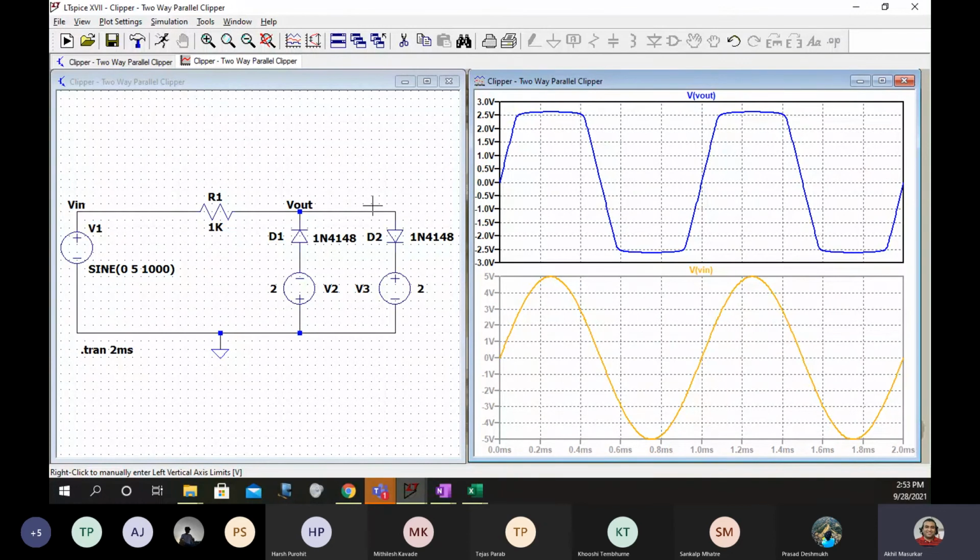So I want you to show me the outputs in this way. Any doubts, please ask. Both the diodes are 1N4148 only.